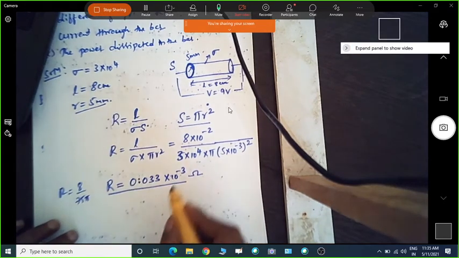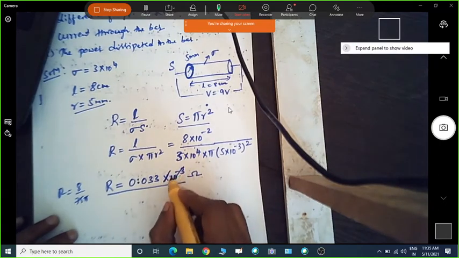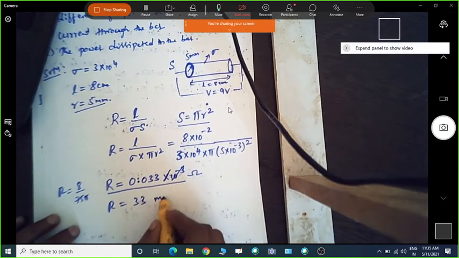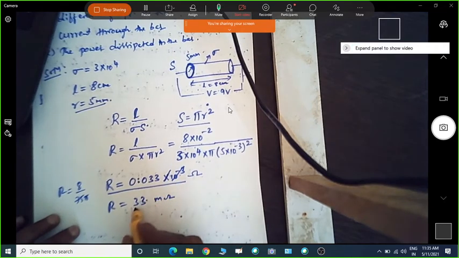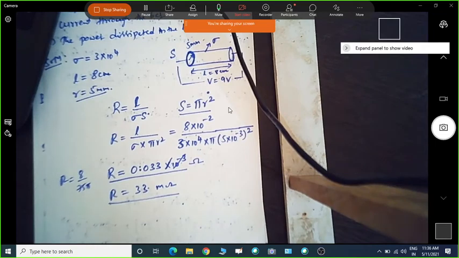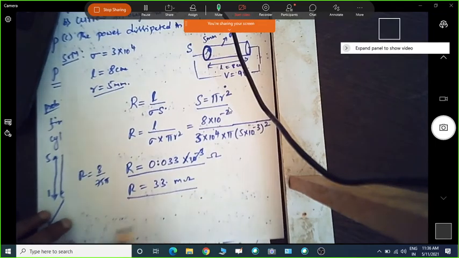Only 0.033. So you don't have any of this one. Or you can write this one as 33 milliohm. If you have any decimal place, you can put it. Otherwise, it will be 33 milliohm. Okay. Now find out the current.